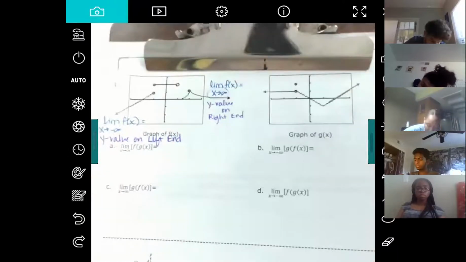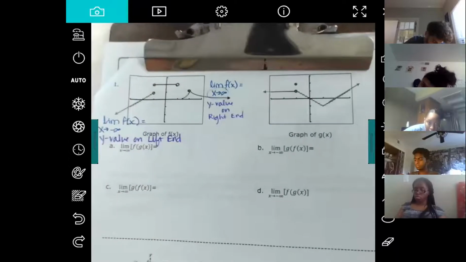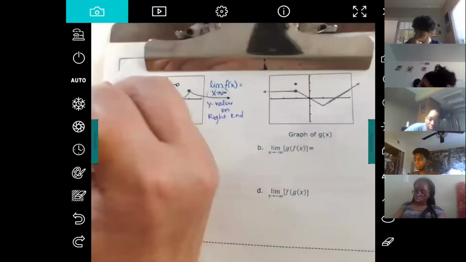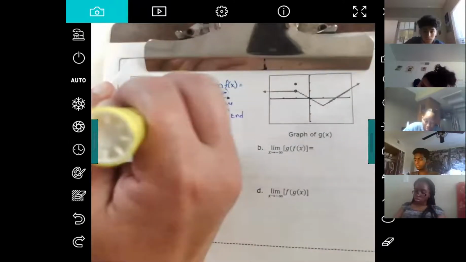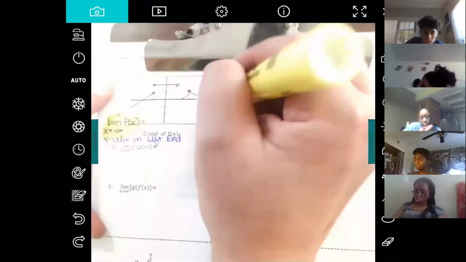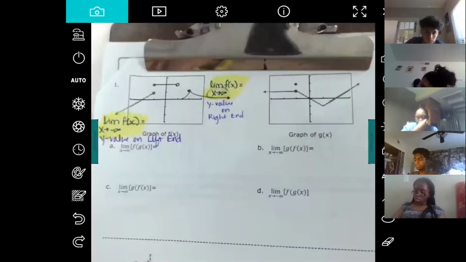So I'm going to give you a second to take a stab at both of those. And then if you want to, go ahead and do it for your graph of g right next to that. So you're doing your limit as x approaches negative infinity on f. Then your limit as x approaches positive infinity. And then you'll do the same for g.